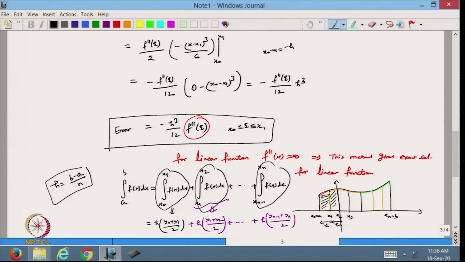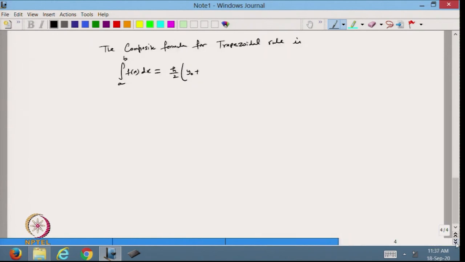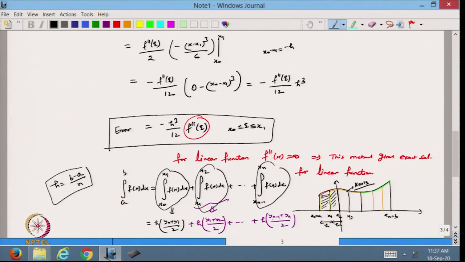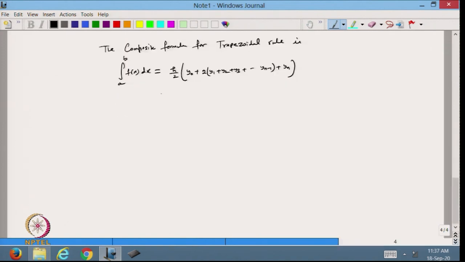The values which are connected by 2 sub intervals are called connecting nodes. In this case, the connecting node is y1. So, I will get 2 y1 plus 2 y2 plus 2 y3 up to 2 yn minus 1, plus yn. This is the value of the connecting node yn minus 1, because it will be used in the left side as well as the right side. So, that is the formula of the composite trapezoidal rule.